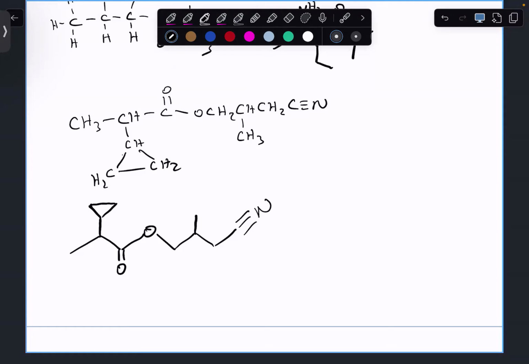Any other questions on this going from Lewis to line angle? Okay, so you'll get plenty of practice going forward because, like I keep saying, this is the way we are going to start representing all of our molecules.